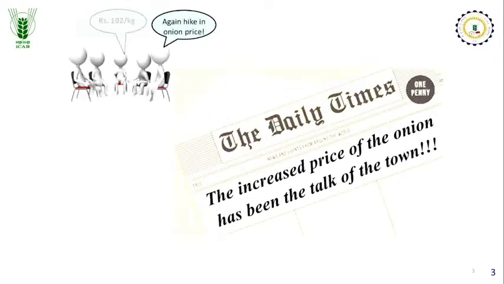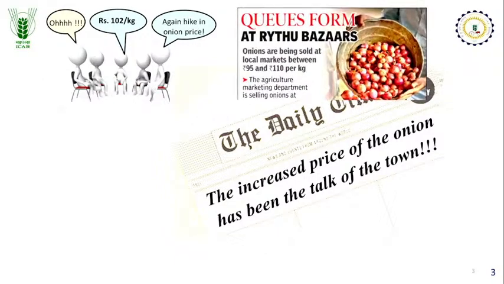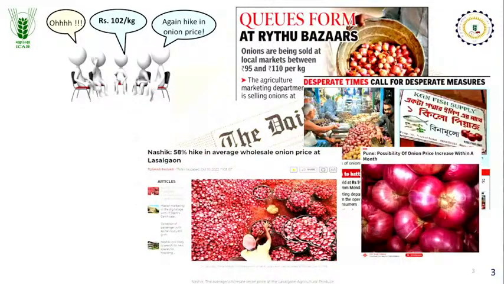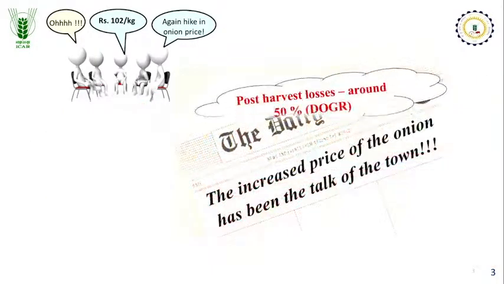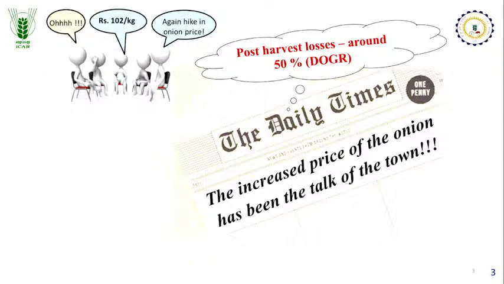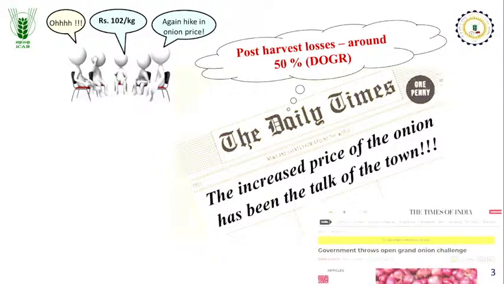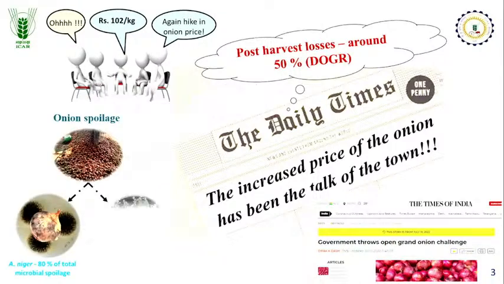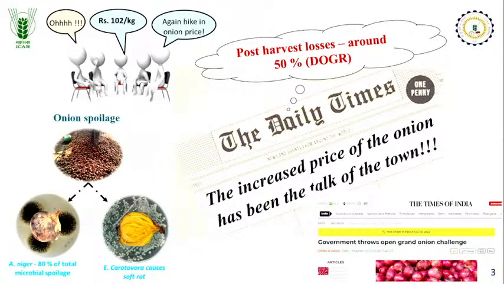So as we know, the increased price of onion has been the talk of the town. Even now the price of onion is almost 85 rupees per kg. So what are the major reasons? The post-harvest losses of onions are around 50%. There are many reasons behind this, and the major one is the spoilage of onion. Nowadays the government is also taking initiative to reduce the spoilage of onion. These are the major spoilage microorganisms causing spoilage.